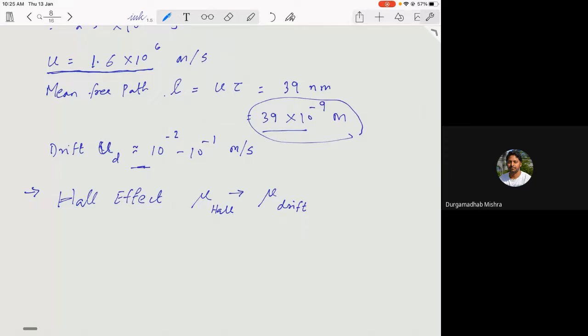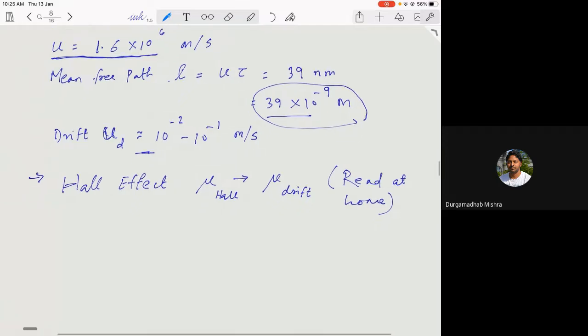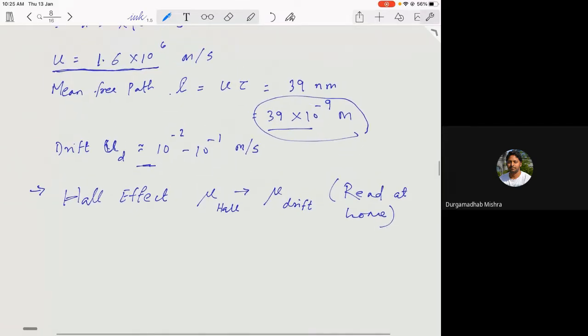So the mobility due to this drift and the mobility that you see when you do a Hall measurement, are they similar or different? So you can read about it. Okay. Yeah, so another interesting thing, this is about the metallic system.